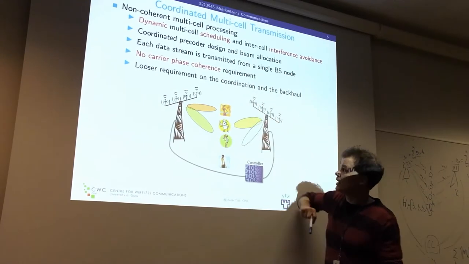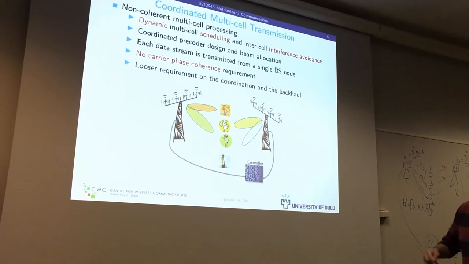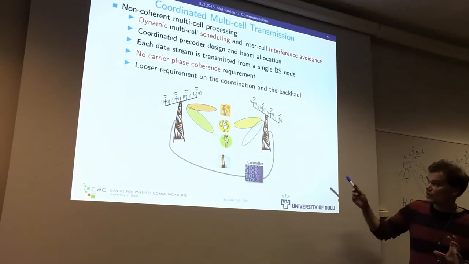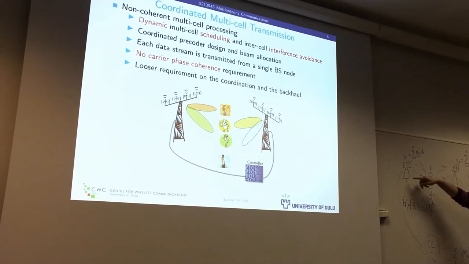Another simplification is that we don't need to have carrier phase coherence. So the local oscillators do not need to be as tightly synchronized as in the coherent case. In the coherent case, if there's some drift, we have local oscillators here at both base stations. Now, when we are measuring the channels in uplink, if there's any drift in the local oscillators between the measurement time and the transmission time, then this drift will cause inter-cell interference. We will look at the math a little bit later on where it comes from. But there is a quite stringent requirement for this carrier phase coherence for the coherent transmission.